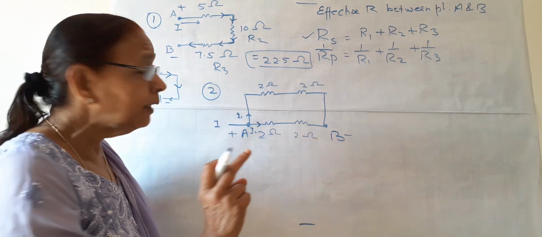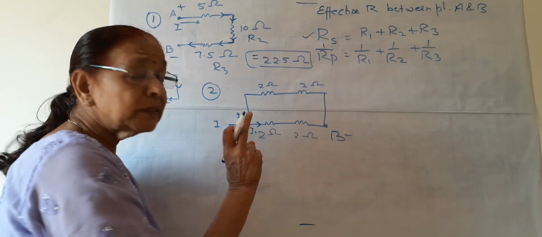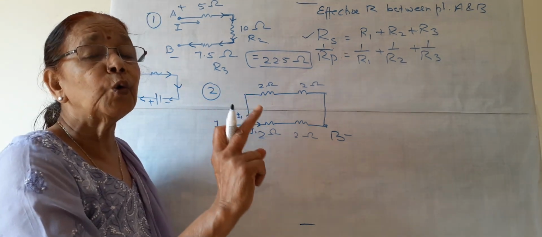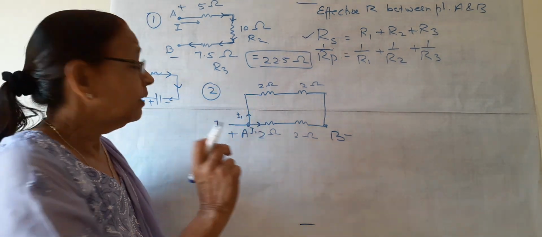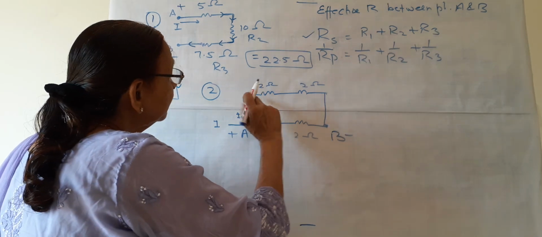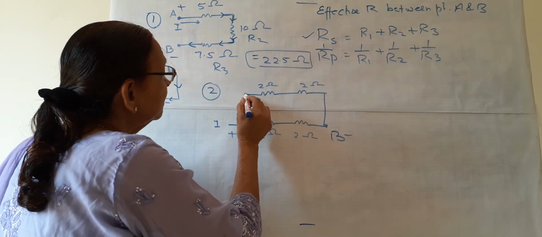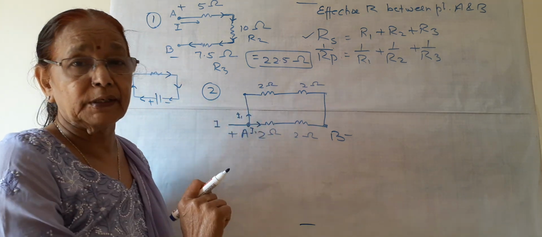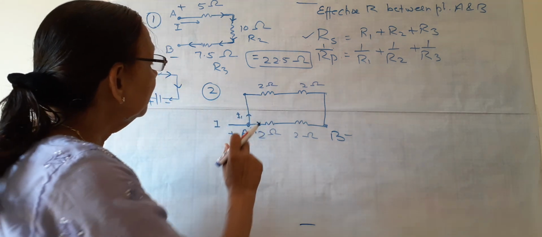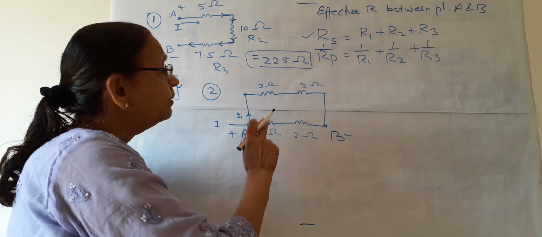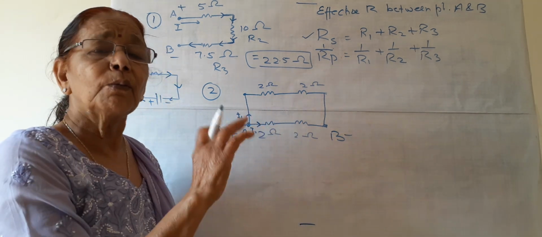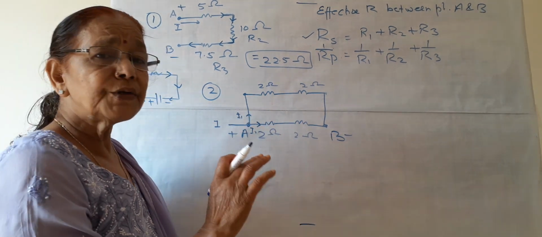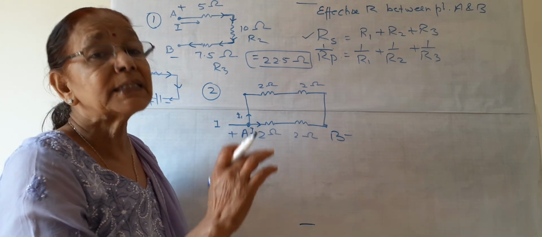Parallel can only be when current has more than one road to travel. So now we know these two points are parallel to each other. First we will see how we calculate. This circuit has both types of combinations, parallel as well as series.